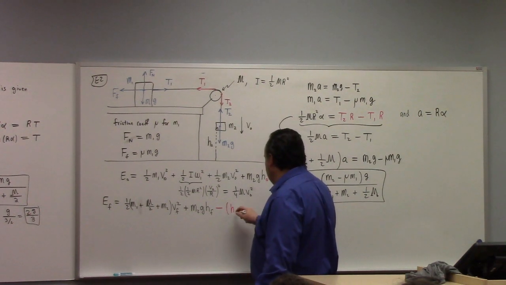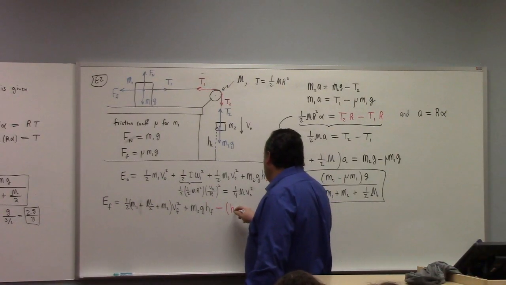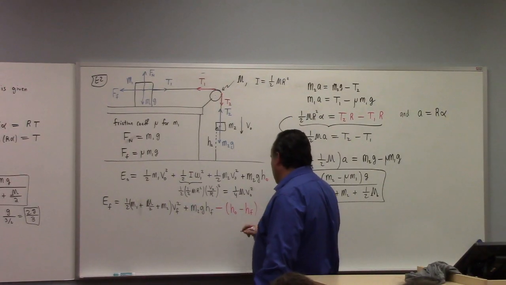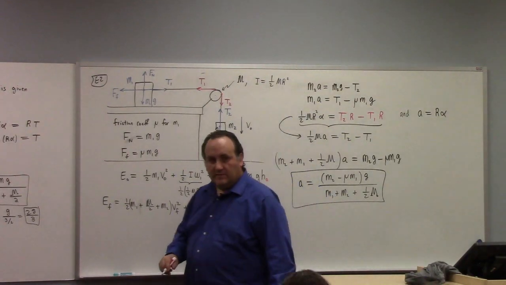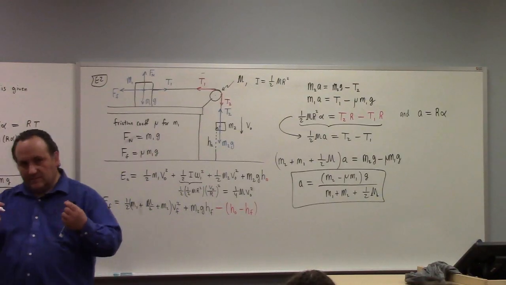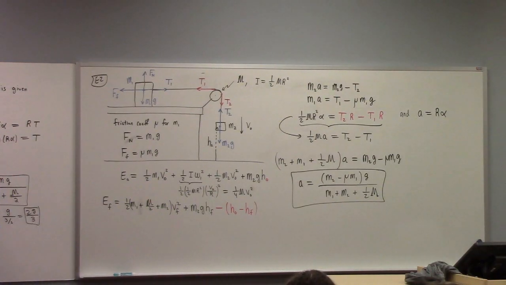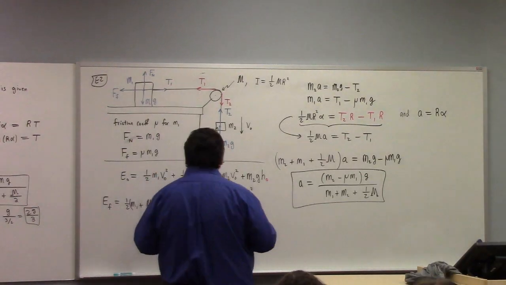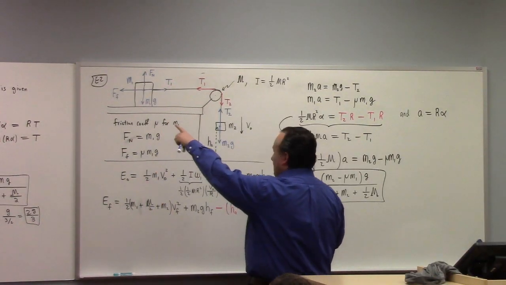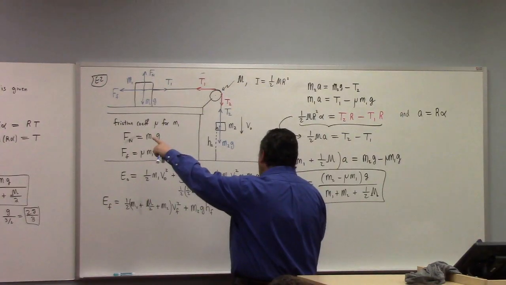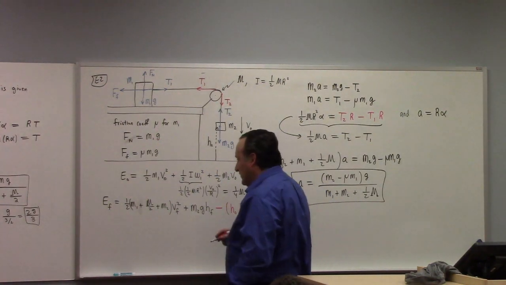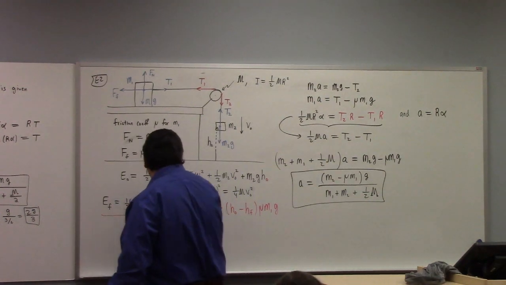It's not too late. So h naught minus hf, because it's falling, so that's the distance, yeah? Times the magnitude of the force of friction, Ff, which would be mu m1 g.